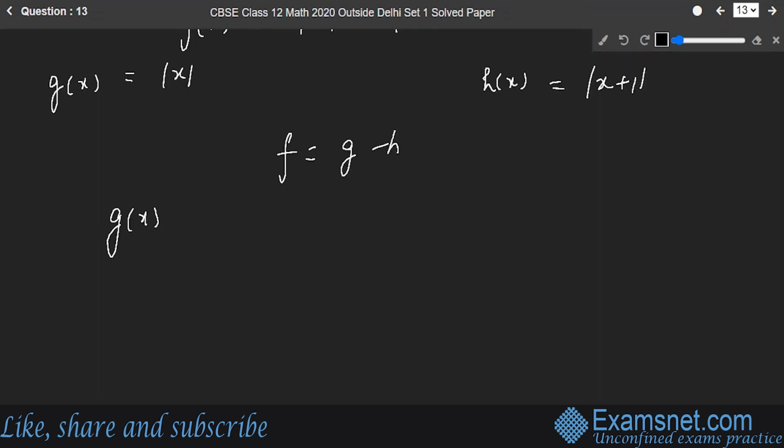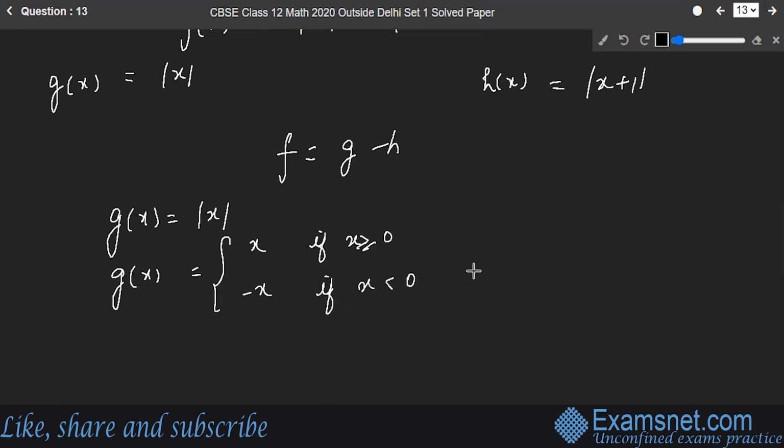We have taken g(x) is equal to mod of x. Now this can be written as g(x) is equal to x if x is greater than or equal to 0, or this is equal to minus x if x is less than 0. Now clearly g is defined for all real numbers. Let's see with the real number.